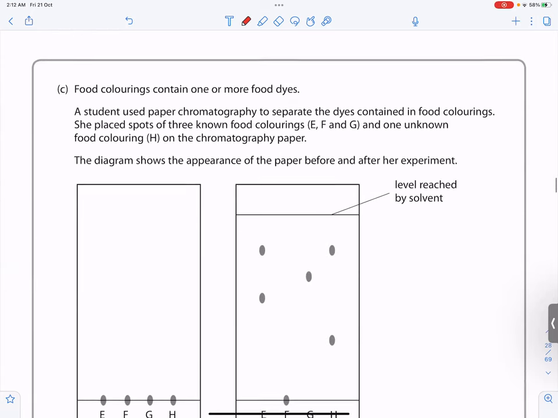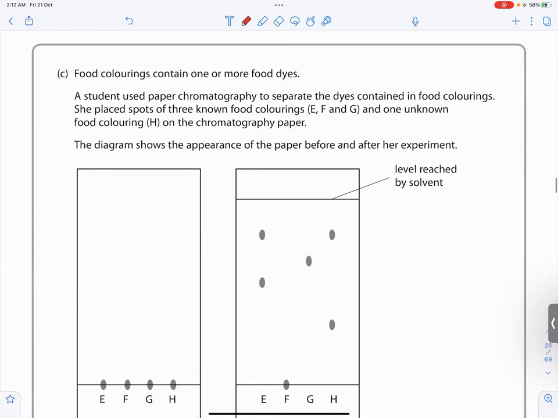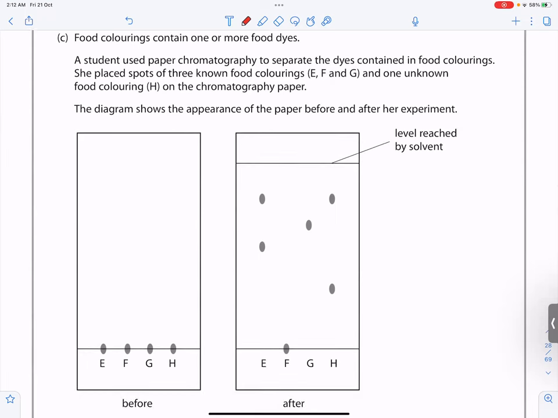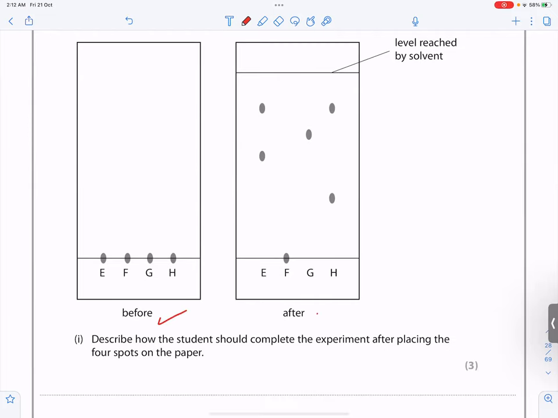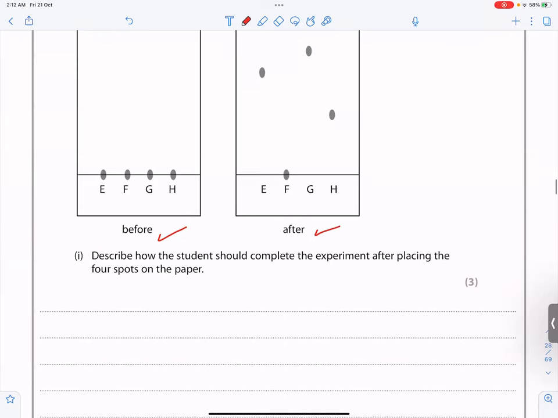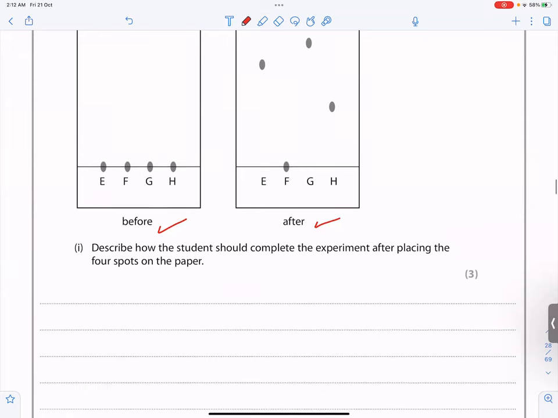طيب. Question C, food coloring contains one or more food dyes. A student used paper chromatography to separate the dyes contained in food coloring. She placed spots of three known food colorings E, F, and G and one unknown food coloring H on the chromatography paper. The diagram shows the appearance of the paper before and after an experiment. Describe how the student should complete the experiment after placing four spots on the paper.